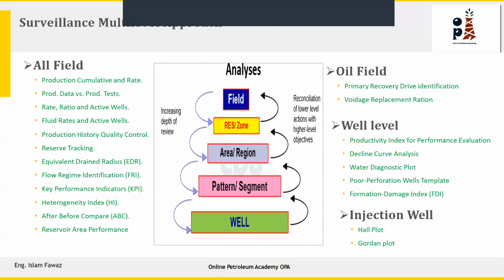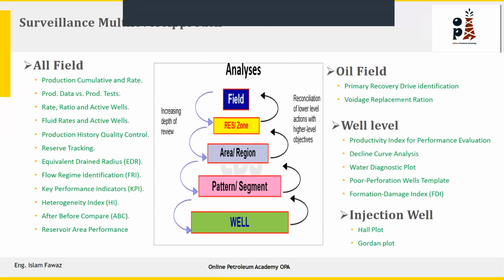So we'll go to the surveillance multi-level approach. We have a multi-level approach in order to diagnose the data that we have. We have data and we need to analyze this data. How to analyze this data? We have many approaches, starting from field level up to well level: field, reservoir, zone, areal region, pattern, segment, well. This is increasing the depth of the review. And also we go from top to down and from bottom to up. We are reconciling from lower level to higher level to give better understanding of the field.